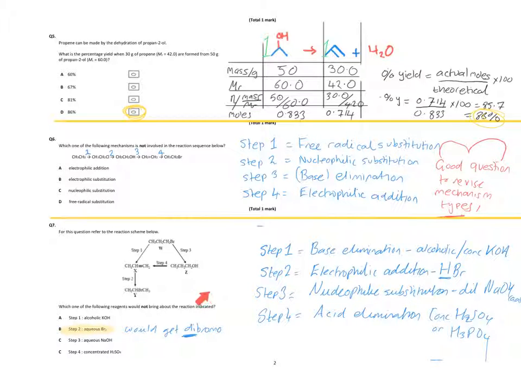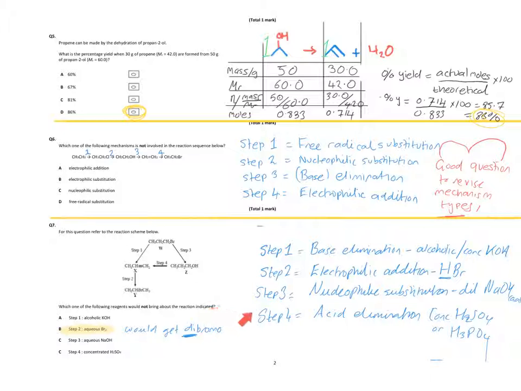Step 3, you can see here, we're turning a halogenoalkane into an alcohol. You've substituted the Br for an OH, so it's a substitution reaction. And we know that nucleophiles attack halogenoalkanes, so it's nucleophilic substitution. Step 4, finally, we're turning our alcohol back to an alkene again. And what you've done here is you've eliminated, and when alcohols get eliminated, that's acid elimination.